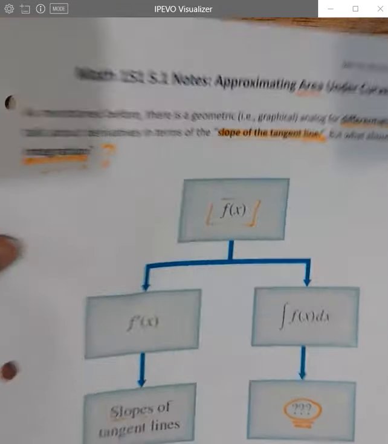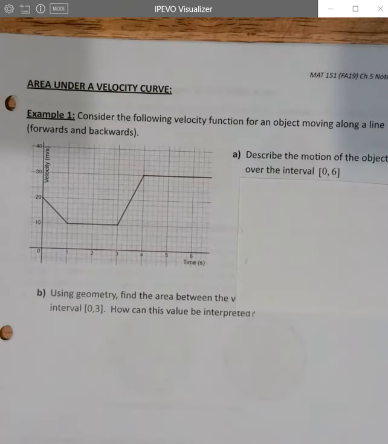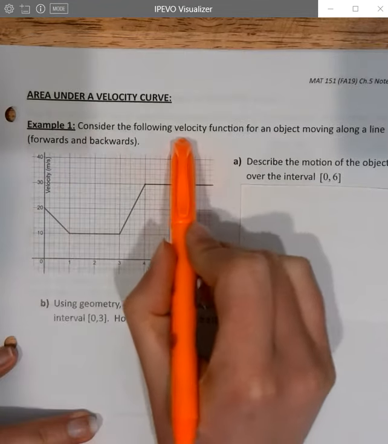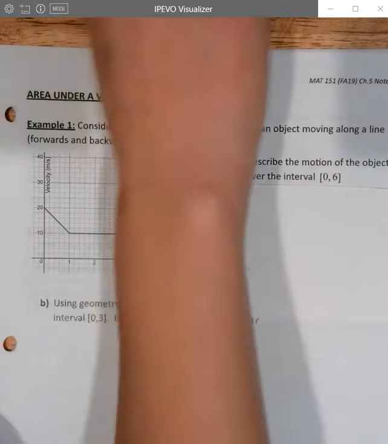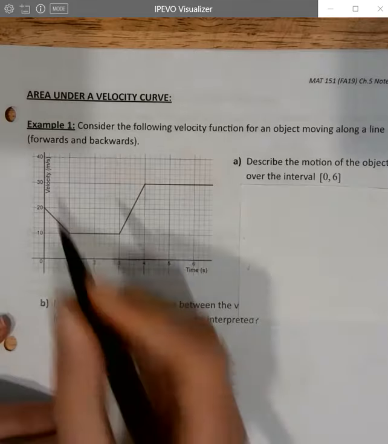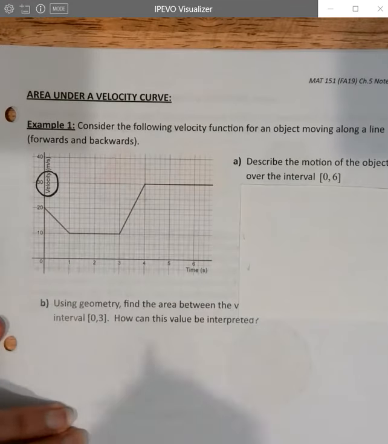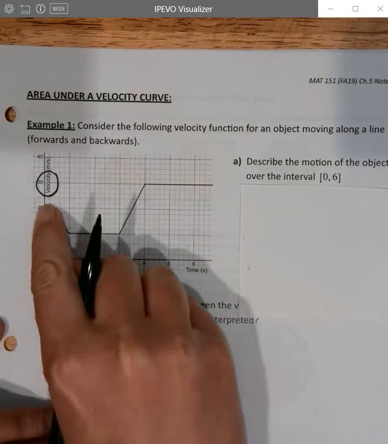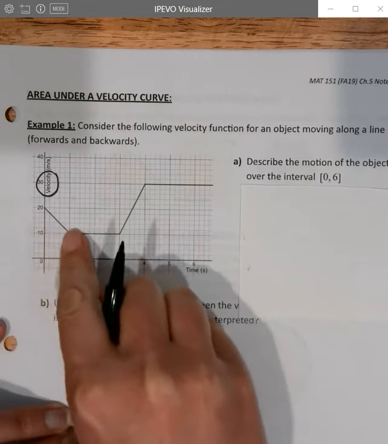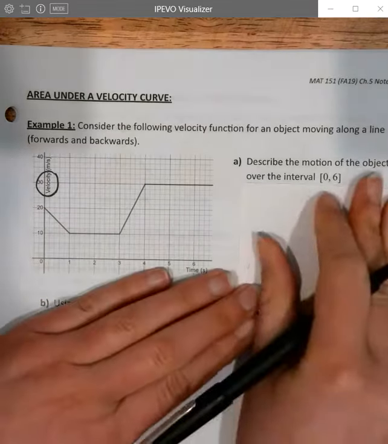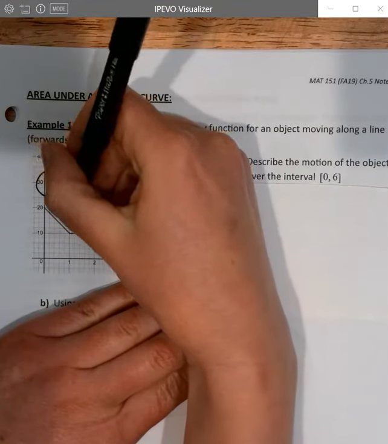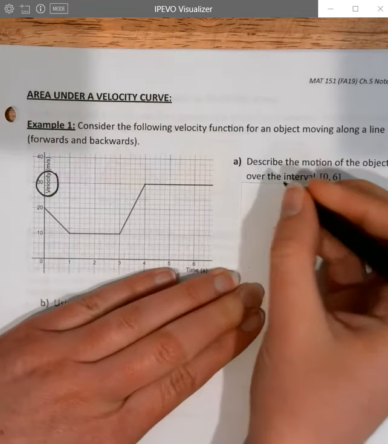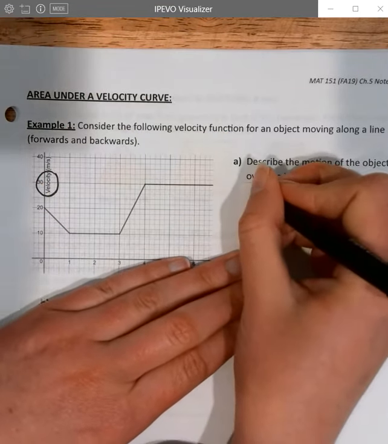All right. On our next page, we're looking at example 1. We want to consider this velocity function for an object, and then I'm going to describe the motion of the object over the interval. We have to keep in mind that this is a graph of velocity, not of position. So if velocity has a negative slope, it's not talking about the position going down, it's talking about the velocity going down. That means that the velocity or speed is decreasing.